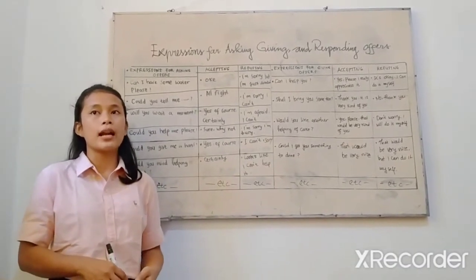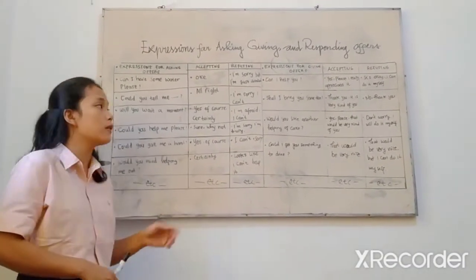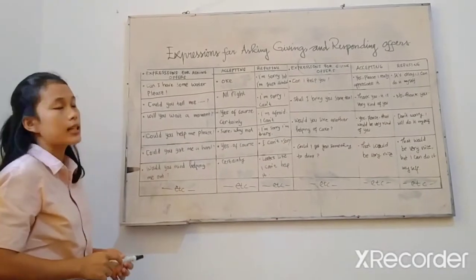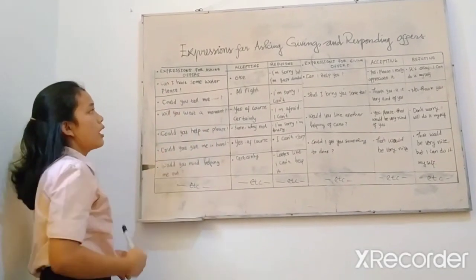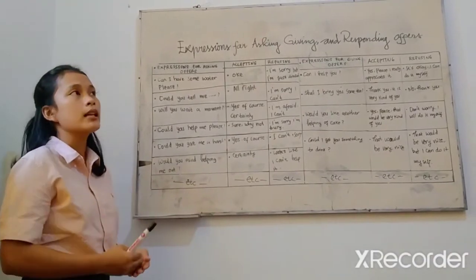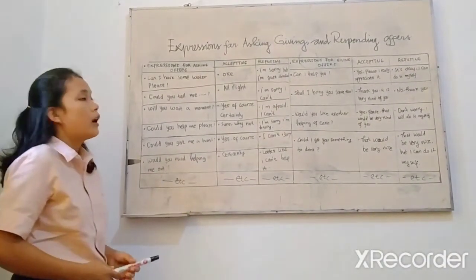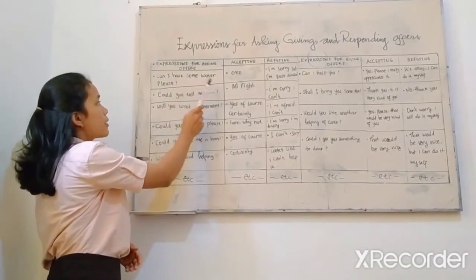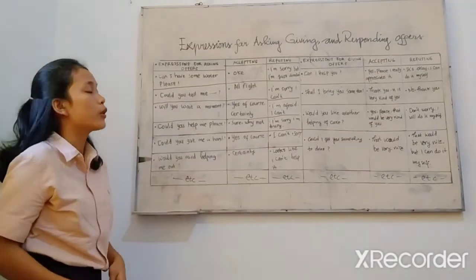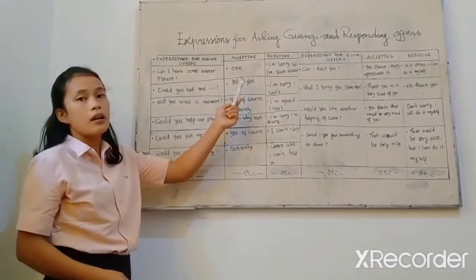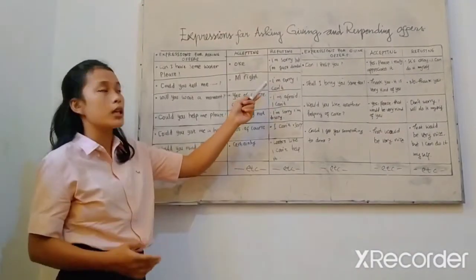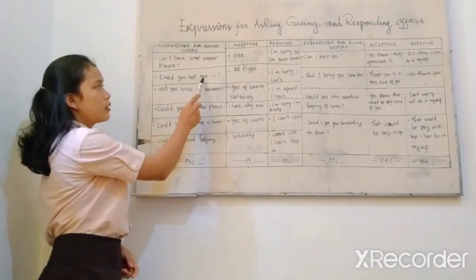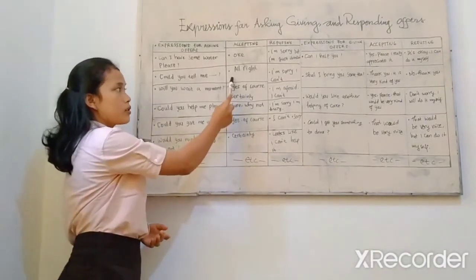Okay, on the whiteboard there are some expressions of offer. Let's have a look. Pada tabel pertama, Miss akan menjelaskan the expression for asking offers and also what sentences we use to respond to it. Okay, for sentence number 1 we can say, for example, can I have some water? Can I have some water, please? We can accept with the sentence okay, why not? And we can refuse by using the sentence I'm sorry but I'm just drinking. And then could you tell me? Kita bisa menjawab yes, alright.